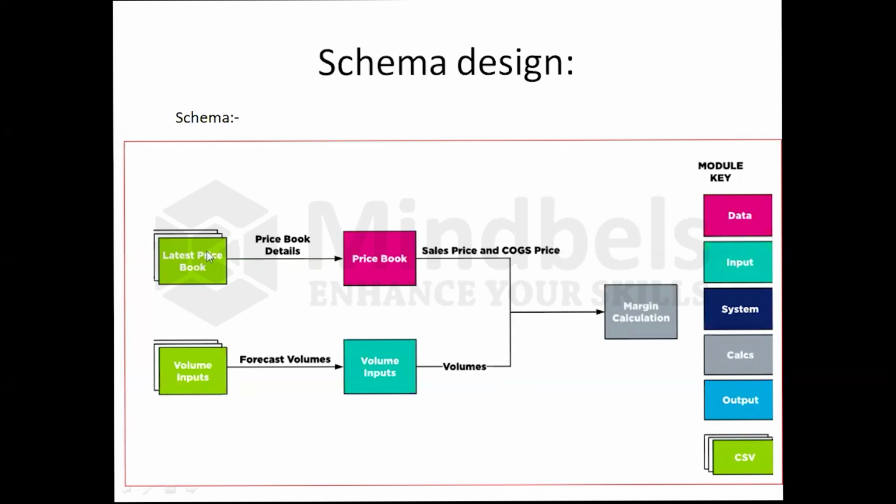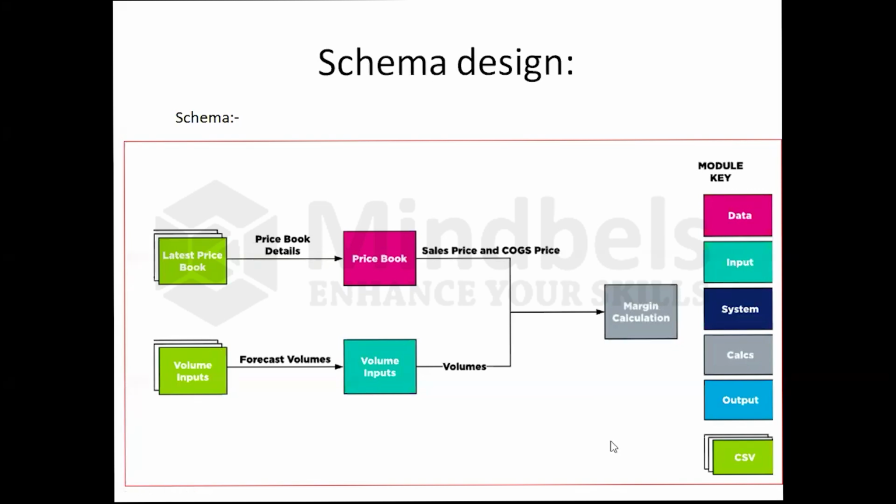So here they are saying these are two CSV files. Price book details and forecast volume are coming here in the data module. Here it is coming in the input module, and then both are getting sales price and COGS price. So both of these are flowing into your margin calculation. So this will be used and your margin calculation happens, and from here it can flow into any output module or wherever required.